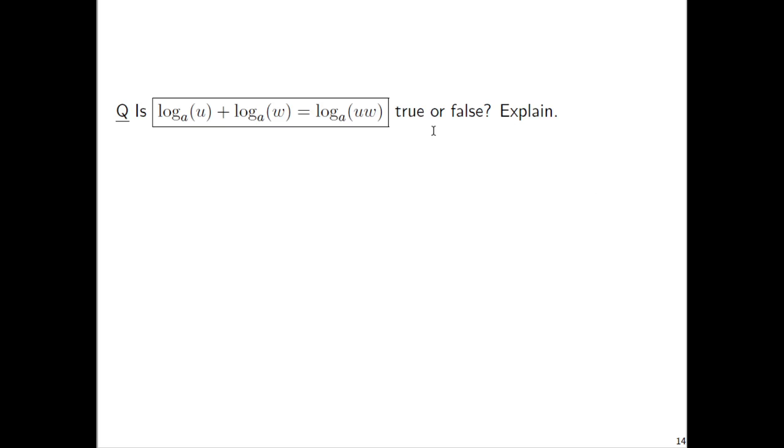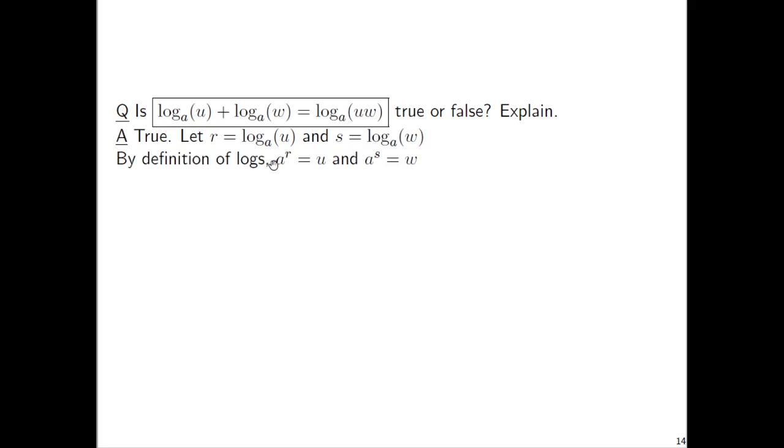The first law of logarithms, just pasted here. Is that formula true or false? Explain. This is phrased more like a quiz-style question, but it is true. What we're going to do is assign the first term to a new variable. Let r equal log base a of u. For the second term, let s equal log base a of w. Now, r equals log base a of u, you can rewrite that using the definition of logarithm: a to the r is equal to u, and similarly, a to the s is equal to w.